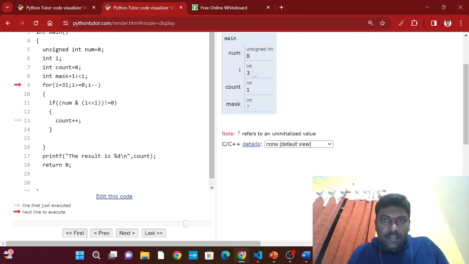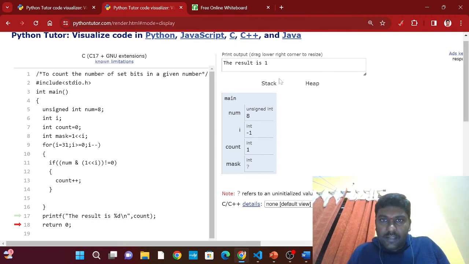See this, the third position. Whenever i equals 3, then only the count value has been incremented. Okay, i equal to 2, count is 1; i equal to 1, count equal to 1; i equal to 0, count equal to 1 only. So it comes out of the for loop, and it will print the value as: the result is 1.